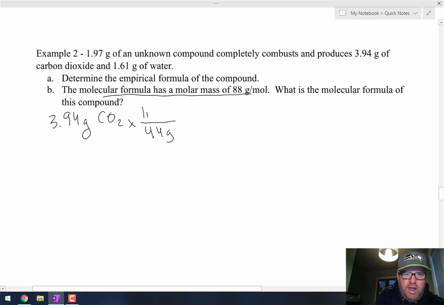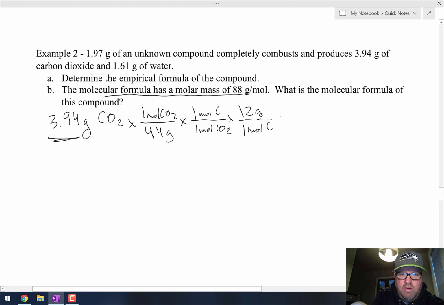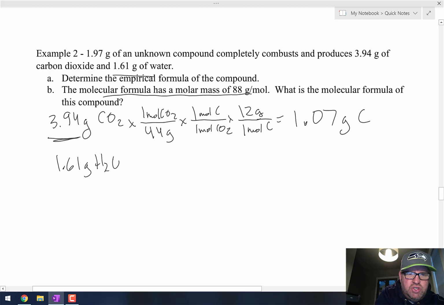There's 44 grams. And again, if you look at the example above, after this number right here, everything else looks exactly the same. In 1 mole of CO2, there's 1 mole of carbon. And in 1 mole of carbon, there are 12 grams. So now I go to my calculator. I take 3.94, I divide by 44, I multiply by 12, and I get 1.07 grams of carbon.